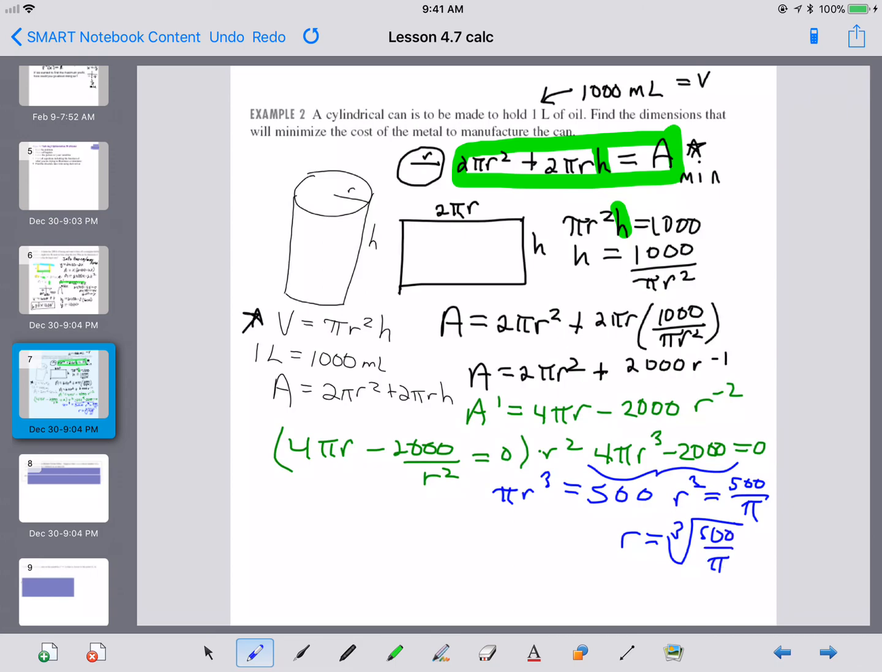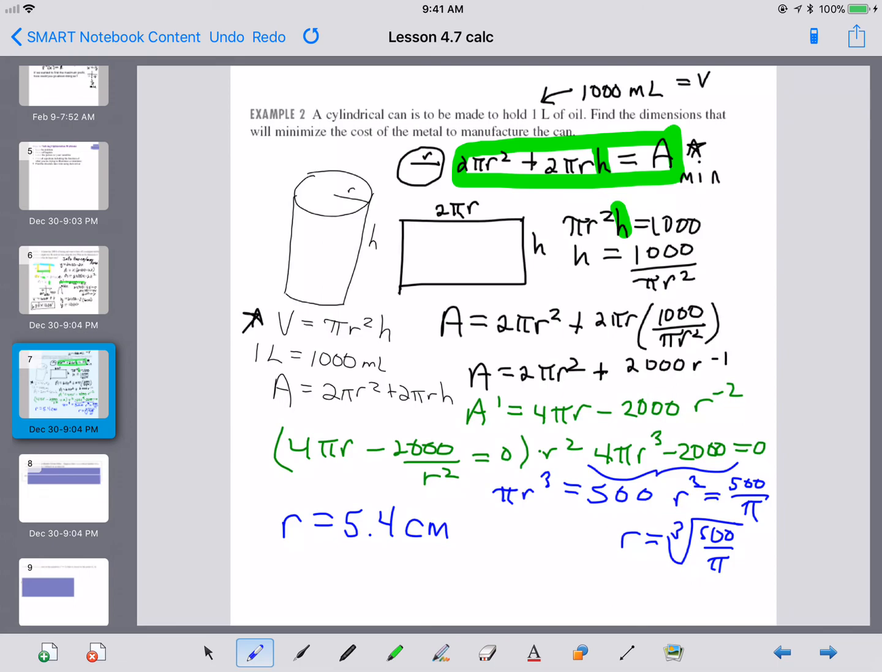Now, you would never go into a company and say, hey, you want to make your radius the cubed root of 500 divided by pi, because they would look at you like you're crazy. So you would want to give them a decimal equivalent. So our r would end up having to be about 5.4 centimeters.